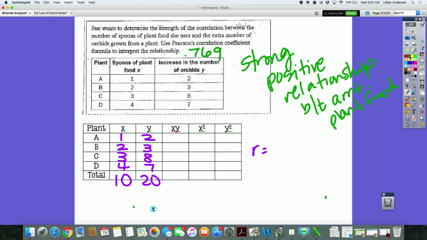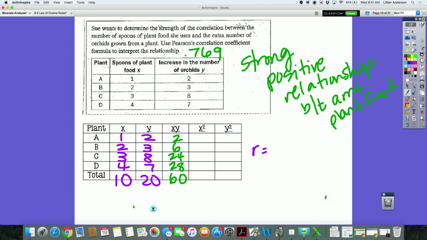Now I need to do a little bit of math. What's x times y? What's 1 times 2? 2. 2 times 3? 6. 3 times 8? 24. And 4 times 7? 28. I need the sum of this as well, which is 60.